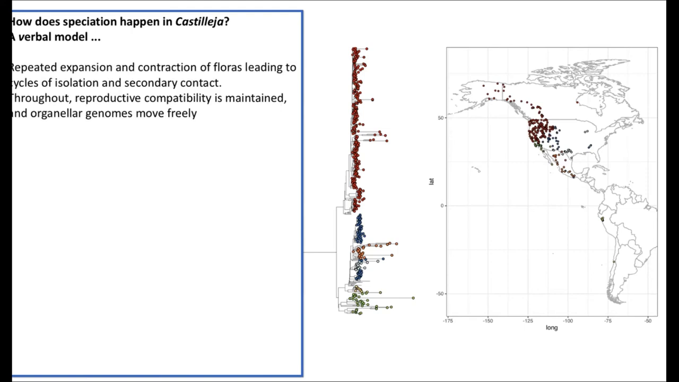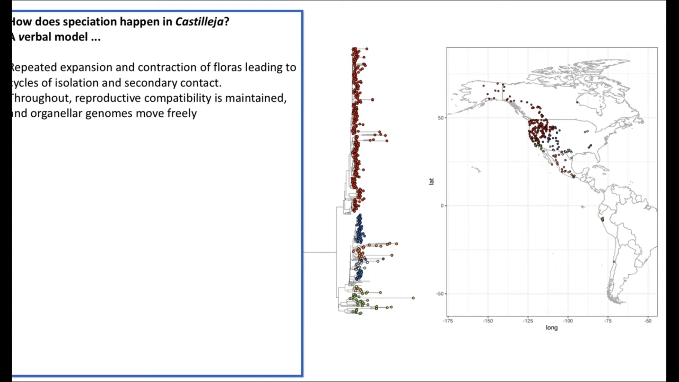We know that in the last several hundred thousand years, there have been glacial cycles that have really led to repeated events of expansion and contraction of floras all across Western North America, especially. And what this does is it leads to cycles of isolation and secondary contact between populations of species. We think that Castilleja, of course, was experiencing this, but throughout this entire process, reproductive compatibility was somehow maintained.